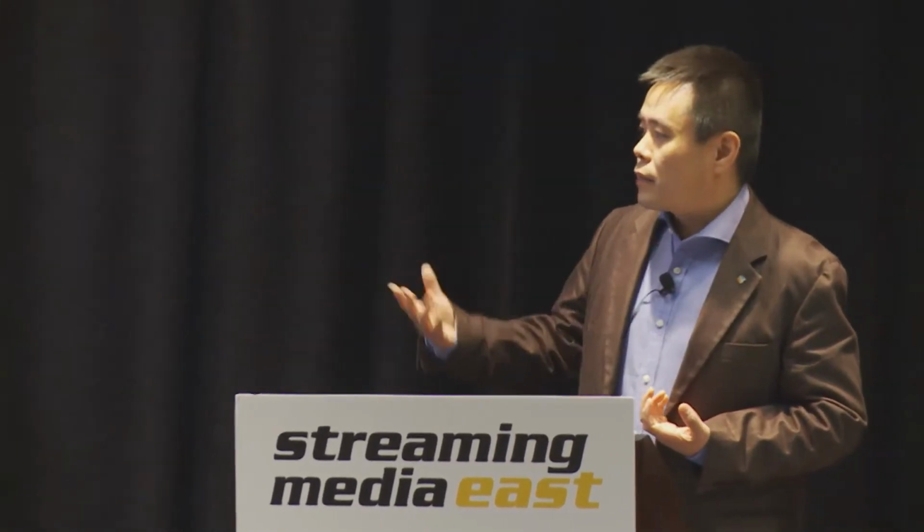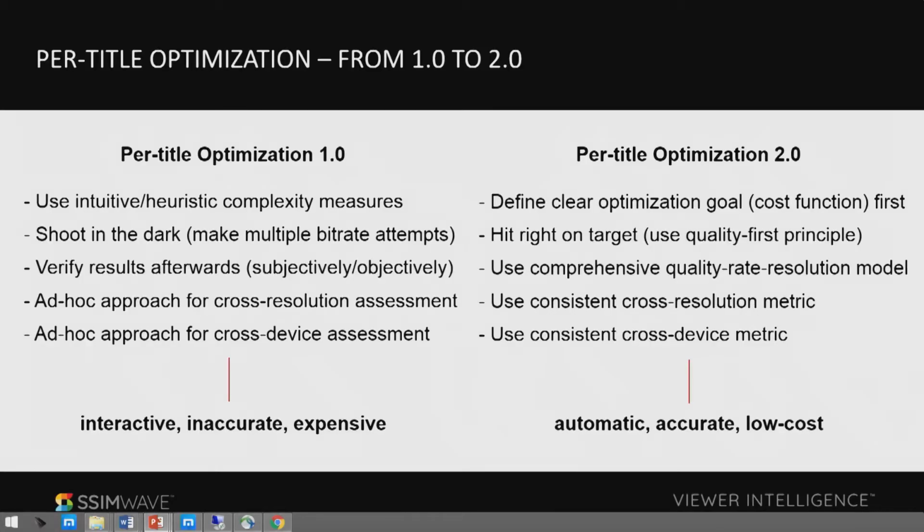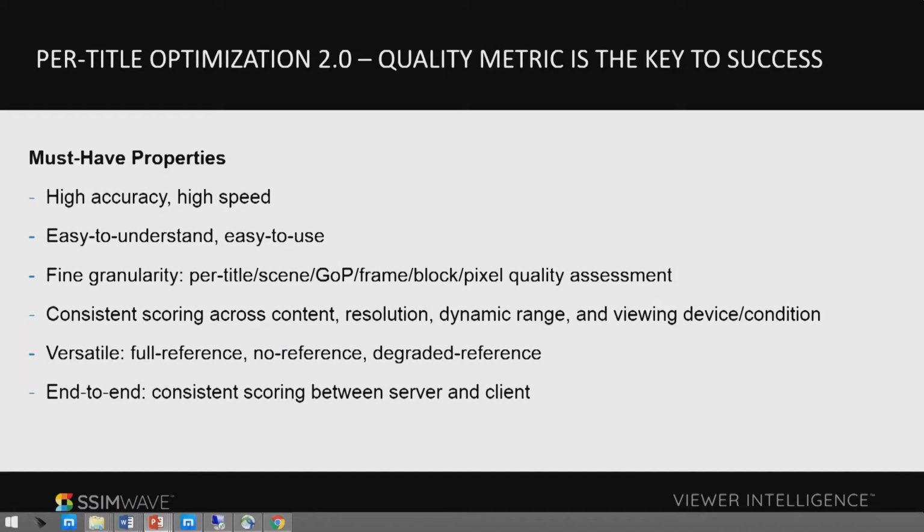In the end, the difference you can make in going from 1.0 to 2.0 is that you start with something interactive and manual, inaccurate and expensive because you have to try again and again and again, hoping to hit the target, versus something you can do automatically, very accurate and low cost, because you only have to try once. So that's the purpose of prototype optimization 2.0.